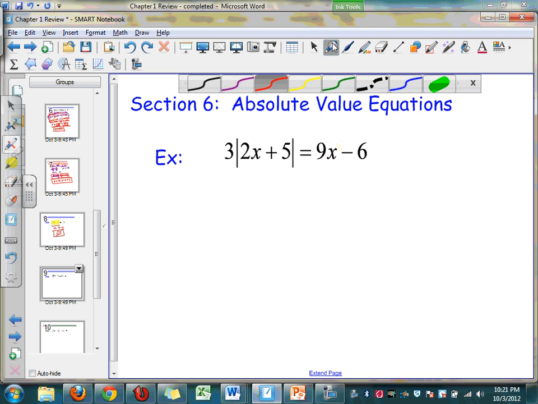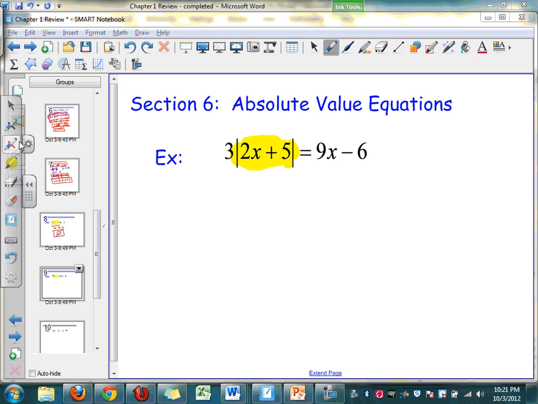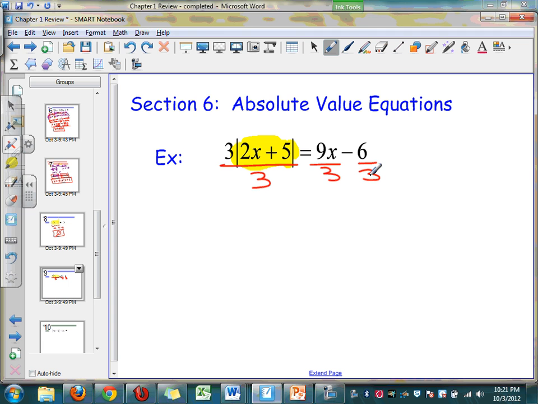So what I'm going to do here is I'm going to do case 1 and I'm going to do case 2. Before I do that, I'm going to isolate my absolute value. So that means I'm going to divide each term on my right-hand side by 3. And how can I do that? Because 9 is divisible by 3 and 6 is divisible by 3. So at this point, I'm going to have, that's gone, the absolute value of 2x plus 5 is equal to 9 divided by 3 is 3x, 6 divided by 3 is going to be minus 2.